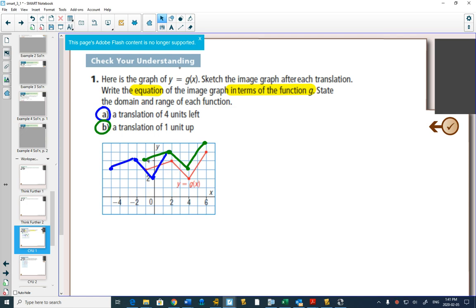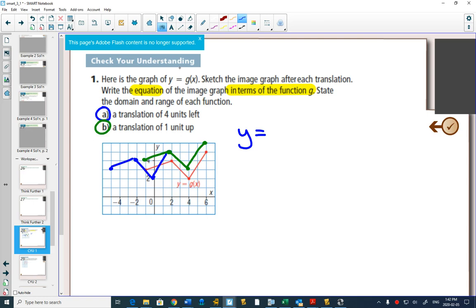Now, it's an equation. So we want to write an equation for the blue graph and the green graph. It's color-coded here. An equation has an equal sign. So that part you're probably okay with, but what does it mean in terms of the function g?